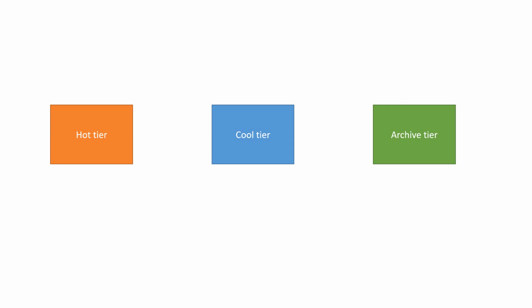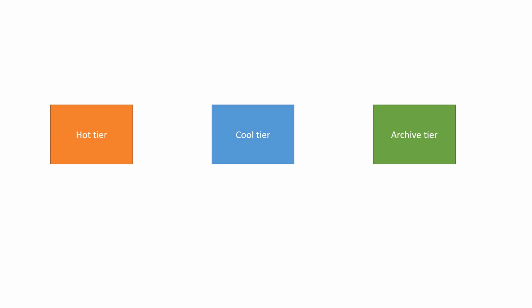The second one is the cool tier. This tier has lower performance and reduced storage charges compared to the hot tier. Use the cool tier for data that is accessed infrequently. It's common for a newly created blob to be accessed frequently, but less so as time passes. In this situation, you can create the blob in the hot tier, but migrate it to the cool tier later.